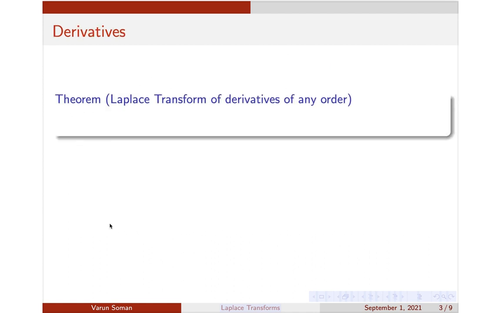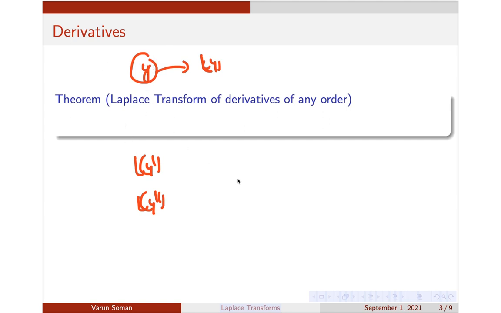Before that, I'll give some preliminary things here. Suppose we have a function y, and the Laplace transform of y is written as L of y. Now we'll discuss what is the Laplace transform of y dash, and similarly what is the Laplace transform of y double dash. We will discuss how to write the Laplace transform of y dash and y double dash in terms of y and L of y.